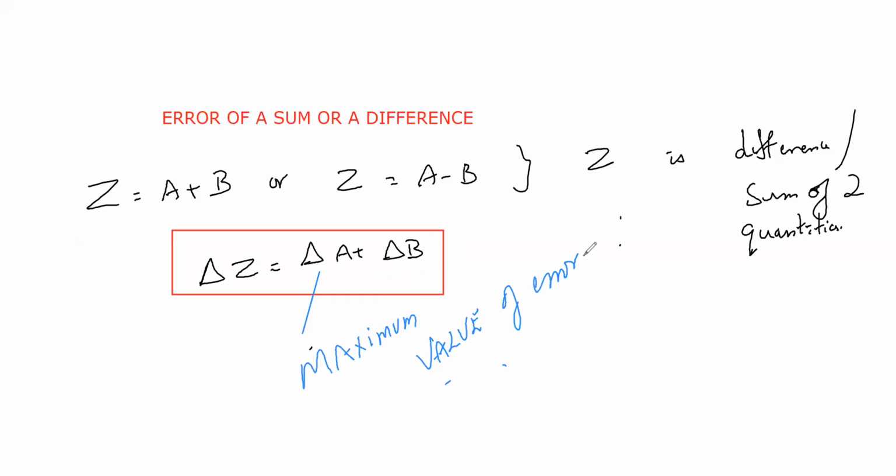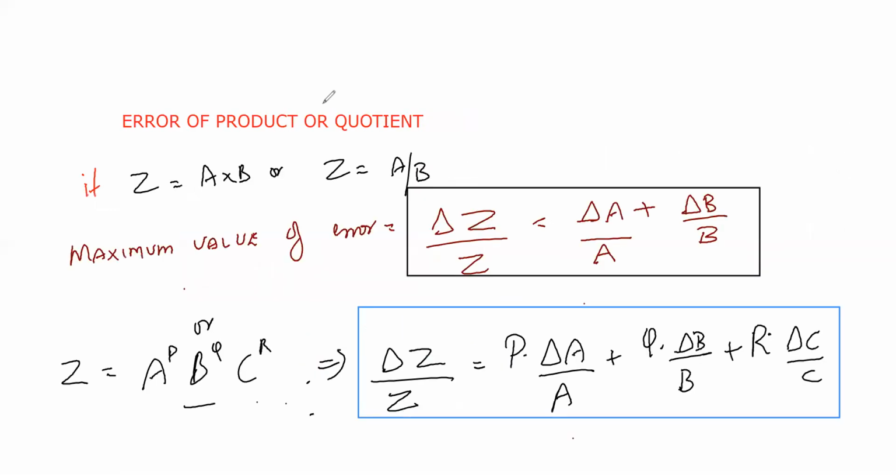Okay, but this is also not asked in entrance. What I'm going to tell you in the next one, that is asked in entrance. So coming to this one, it is error of a product or a quotient. Yes, this is the one which is actually asked in entrance.